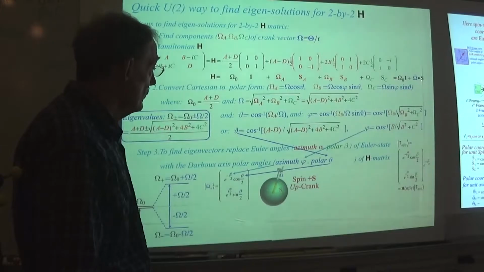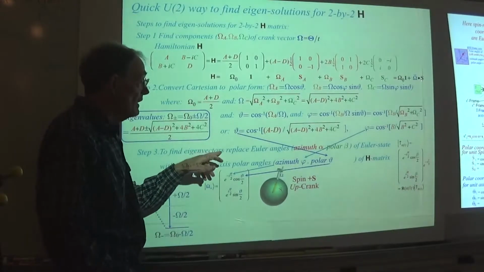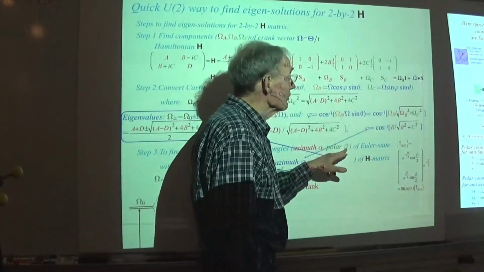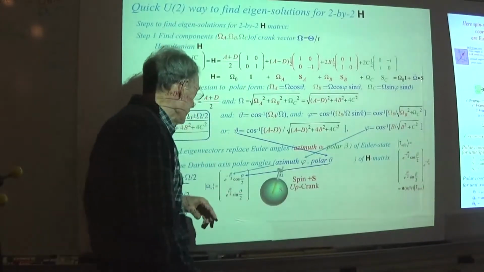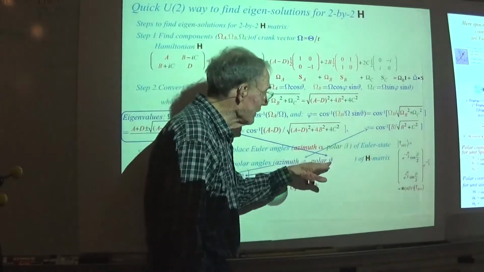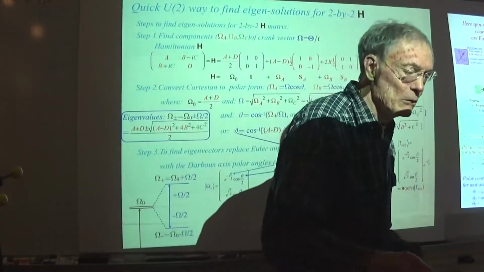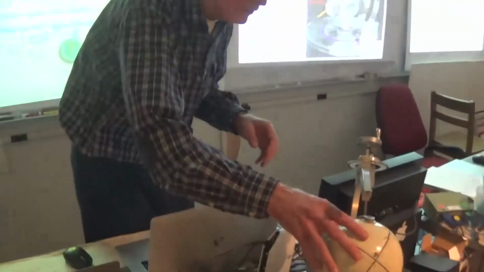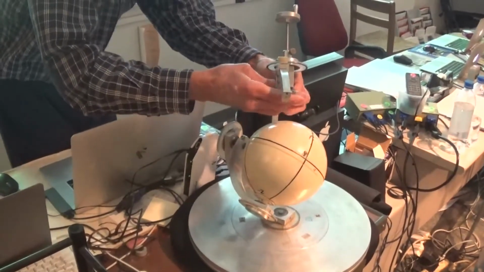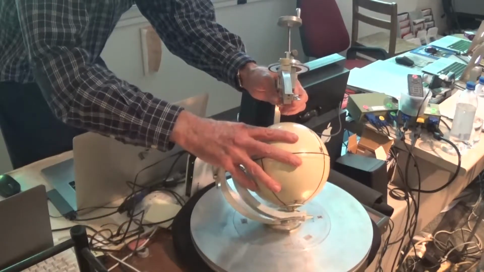So this is just showing you what you do. Step 3 is to find eigenvectors. Replace the Euler angles, alpha, beta in particular, of the Euler state with the Darboux axis angles, phi and theta. And why would I do that? Well, the answer is that I would simply be, and I'm just going to screw this thing all up right now, if I was interested in finding out what's the eigenvector of this particular crank, well, it's right there.